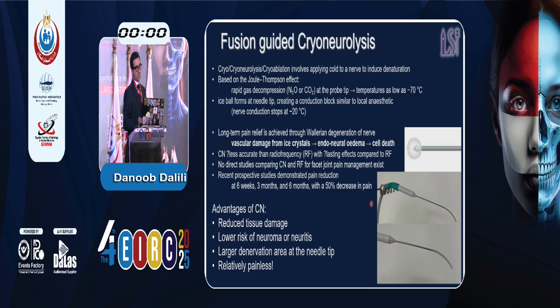So just to finish, with regards to cryoneurolysis, very good innovative technique which we've now adopted and kind of pioneered for fusion. It involves applying cold to the nerve to induce denaturation. We select the patients depending on how they've responded to the facet joint or medial branch block. It's much safer, much more tolerated than rhizolysis. Typically, patients don't need sedation. It's a relatively pain-free procedure.